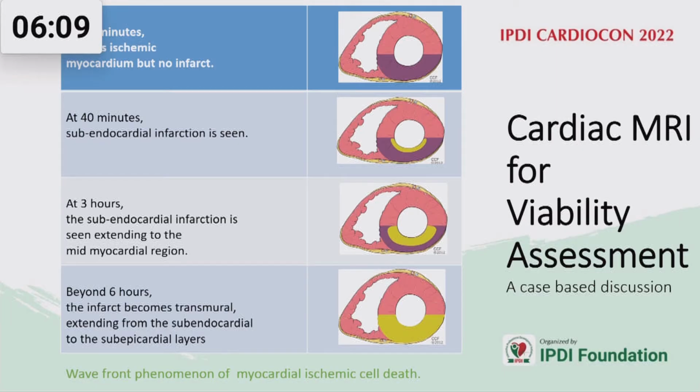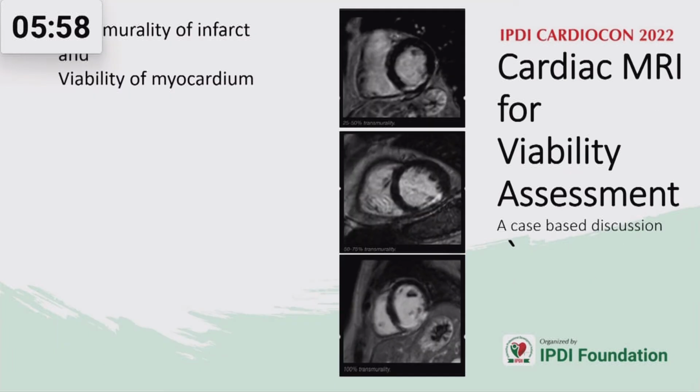This is the wavefront phenomenon of myocardial ischemic death that we can see. Starting from an infarct, in 15 minutes there is ischemic myocardium, but there is no infarct. Within 40 minutes, there is subendocardial infarct. Within 3 hours, there is mid-myocardial infarct, and within 6 hours it becomes transmural. So this is the case of transmural, which is very important in viability. Transmurality of infarct and the viability of myocardium is very important.